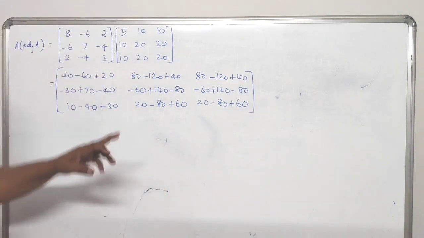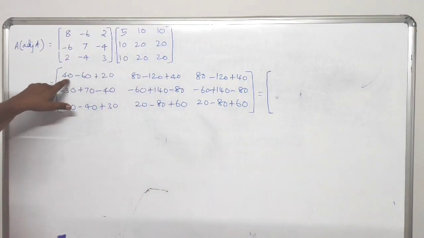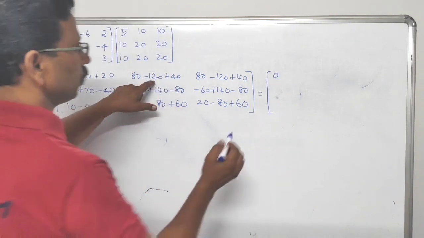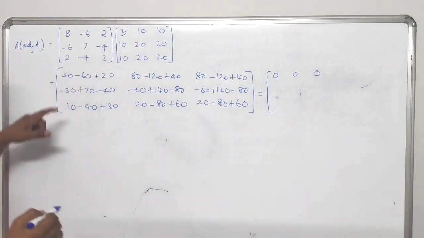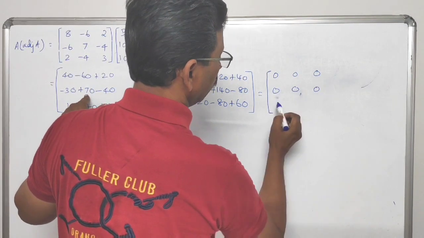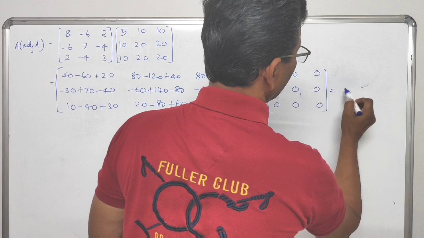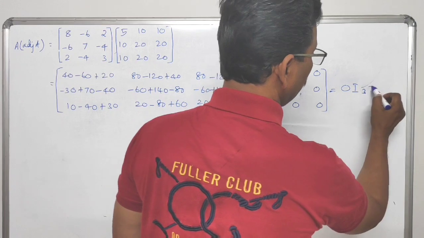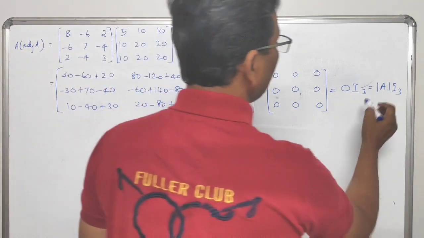Now this can be simplified. See here, we can write 40 plus 20 is 60, 60 minus 60 gives 0. Here also 80 plus 40, 120 minus 120, 0. Then 80 plus 40, 120 minus 120 equal to 0. Now minus 30 minus 40 plus 70 becomes 0. Likewise, if you find the sum, you can get all elements as 0. This is nothing but 0 into I3, that is equal to determinant A into I3. Now we can have this as equation number 2.